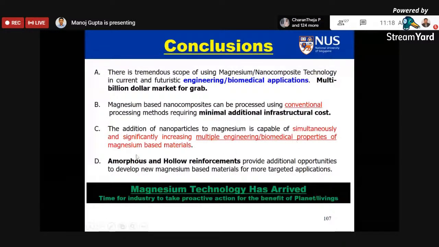And as you have seen, nanoparticles, for example, can simultaneously improve many of the engineering and biomedical properties. We are also trying with amorphous and hollow reinforcement. That's a work in progress. So my message is that magnesium technology has arrived.